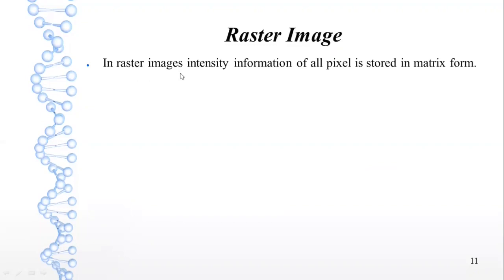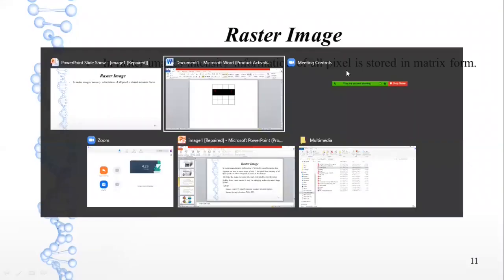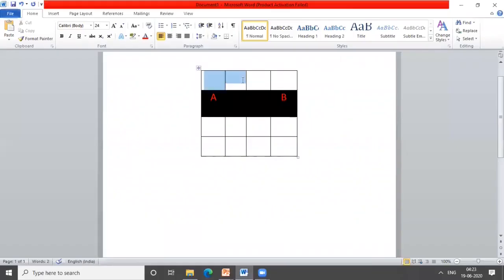So in raster image, what happens? Intensity information of all pixels is stored in matrix form. We already know that an image is made up of a number of pixels. So here I have shown one image. Let's assume that this is one simple image. This image is made up of how many pixels? What is the resolution of this image?